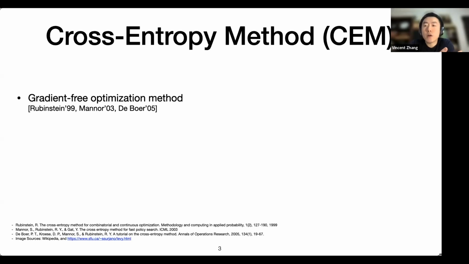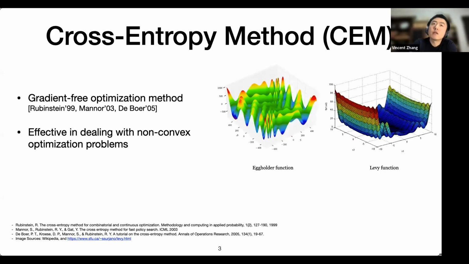Okay, so what is cross-entropy method? In short, it's CEM. It's a gradient-free optimization method. And it was developed first in the year 1999, and then used for policy search in RL. And so it's quite effective in dealing with non-convex optimization problems. In fact, you can find a lot of test functions online about non-convex optimization, and I'm showing two of them here. And so it contains a lot of local optima.